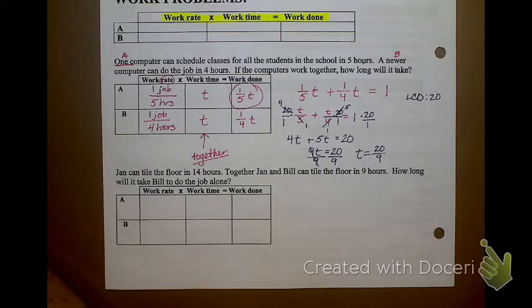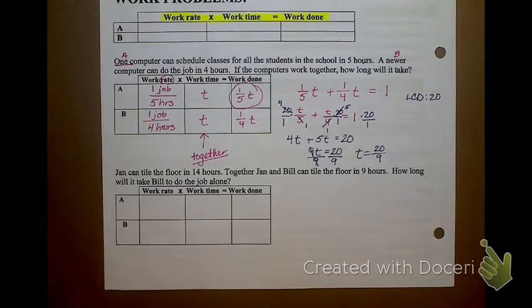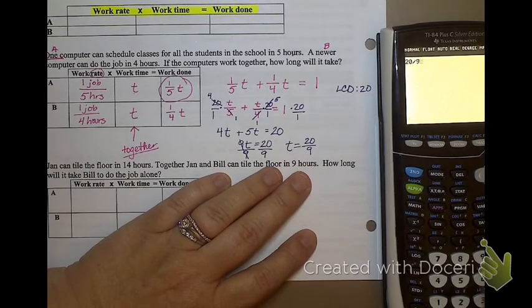Question number 2. What is my answer representing? The amount of time that both of them are working together. Now, if you asked me how long the computers work together and I said, oh, 20/9 hours, you would look at me and go, okay, you're a total math nerd. What the heck is 20/9 hours? People don't talk like that, do they? So I would suggest going to your calculator and just do 20 divided by 9.